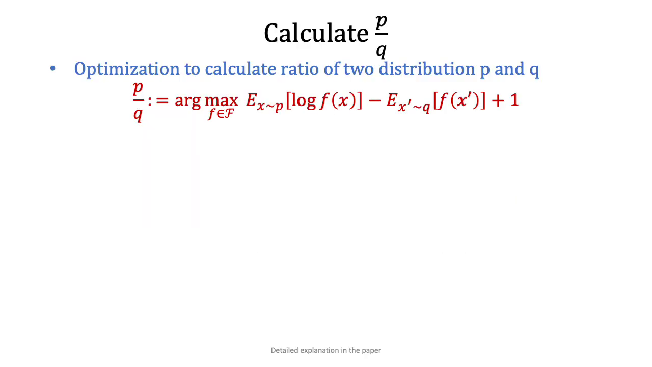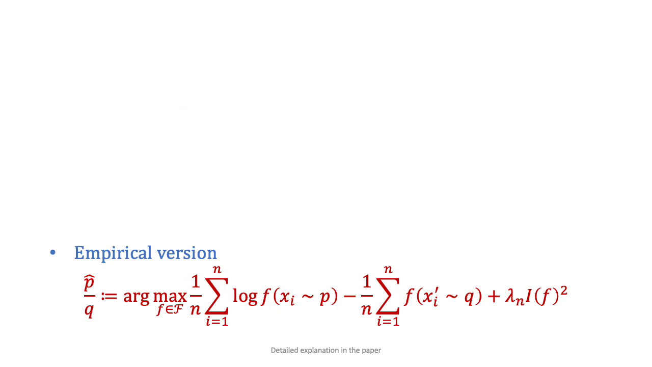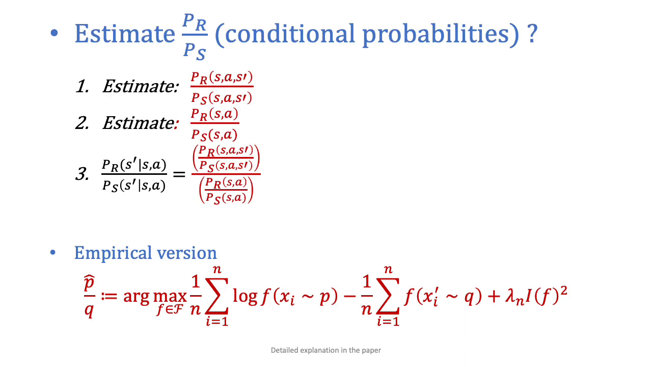To calculate the ratio of transition probabilities, we use an existing result that helps us calculate the ratio of two distributions P and Q, which essentially rewrites the KL divergence as an optimization. An empirical form of this optimization is given in the slide. We calculate the ratio of transition probabilities by first calculating the ratio of the state action state pair and then the state action pair, and dividing them, which can be further used to give us the performance of a robot in the real world using the simulator.